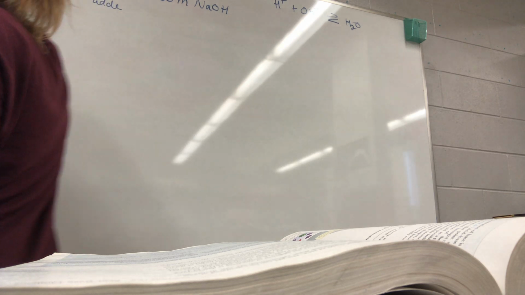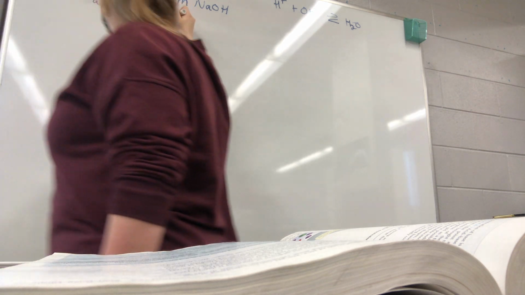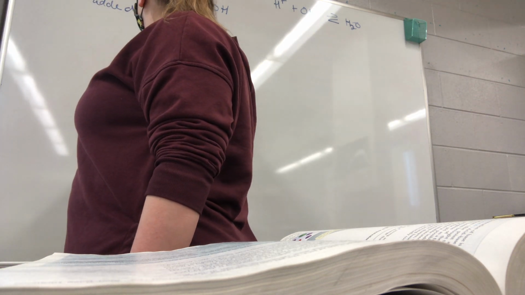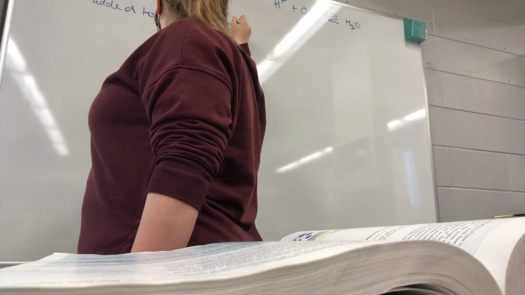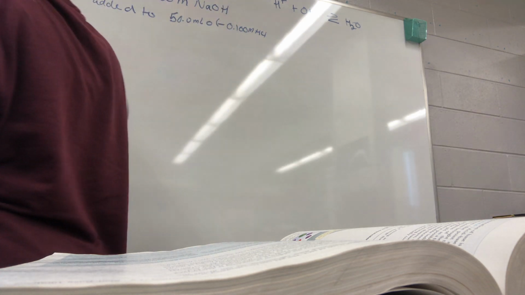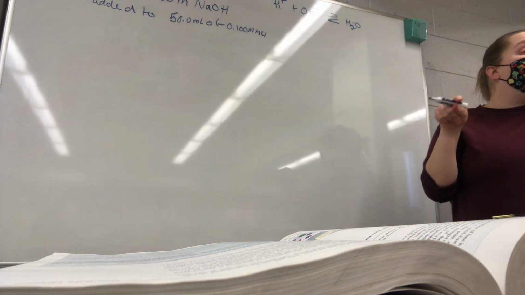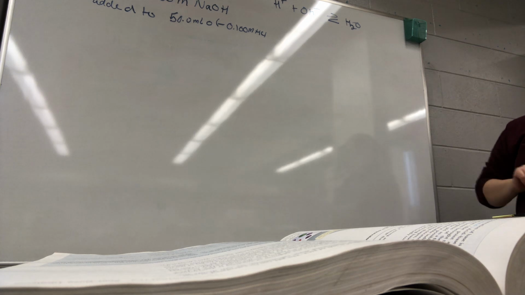Yep, we're doing number 1 under the acid and base. Added to 50 milliliters of 0.100 molar HCl. So that's the situation in part A. The second situation is 51 milliliters of the base added to, again, 50 milliliters of the acid.